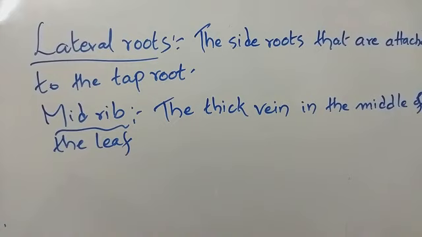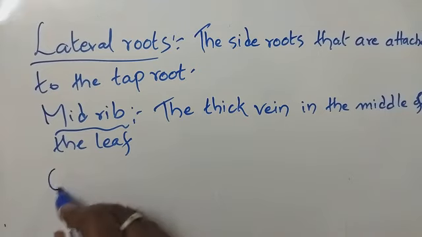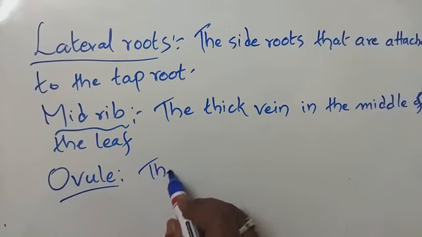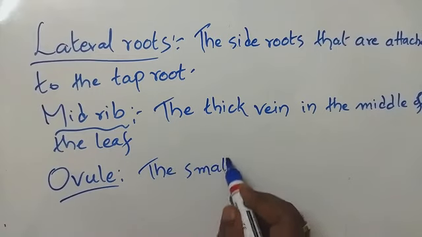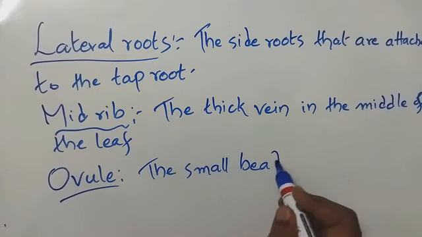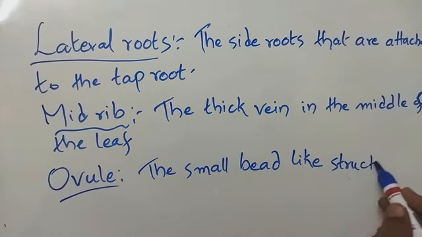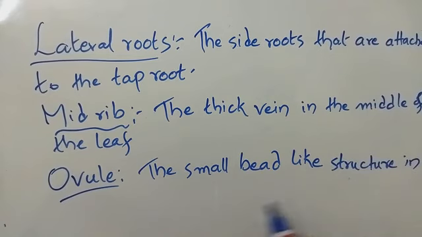And ovules are present in ovary, which appear like bead-like structures. The small bead-like structures in the ovary are known as ovules.